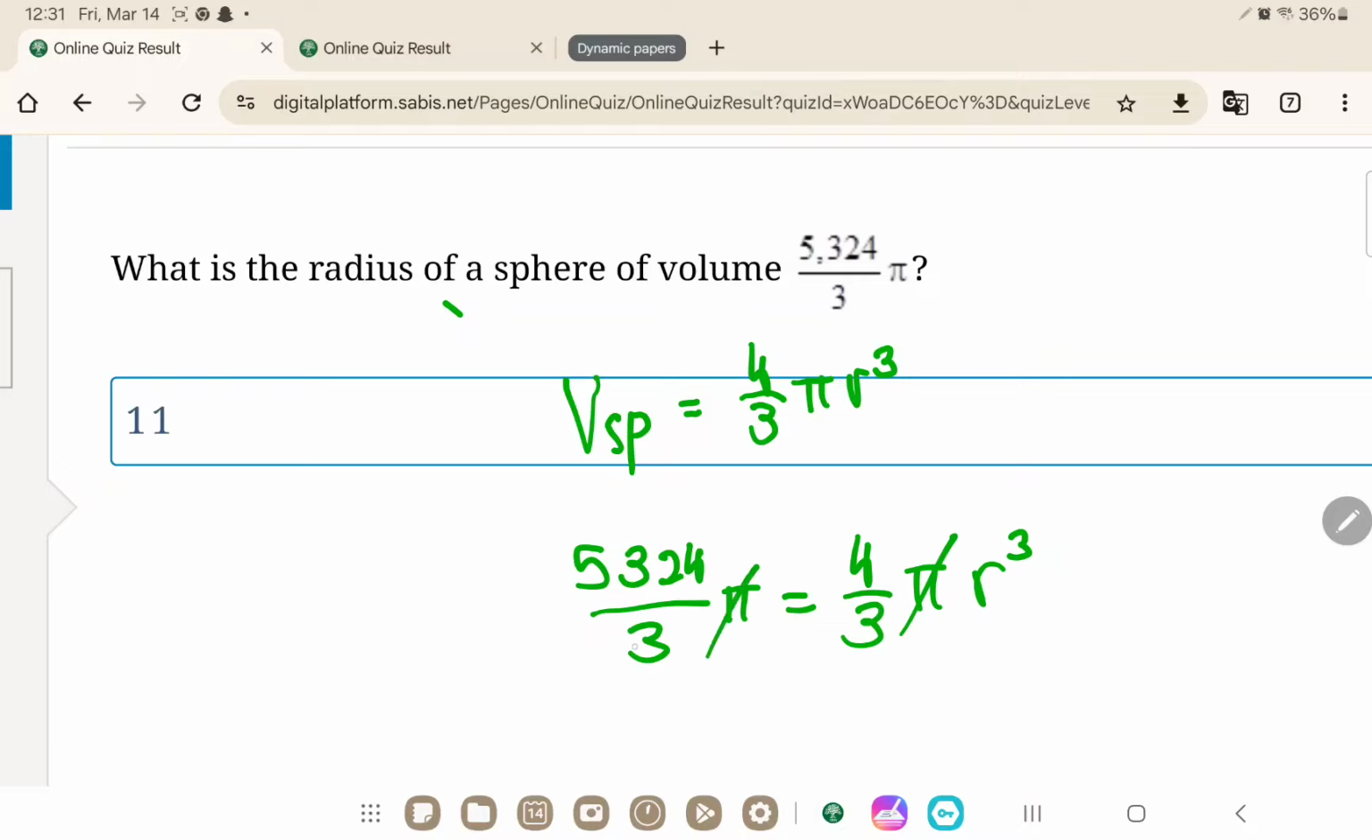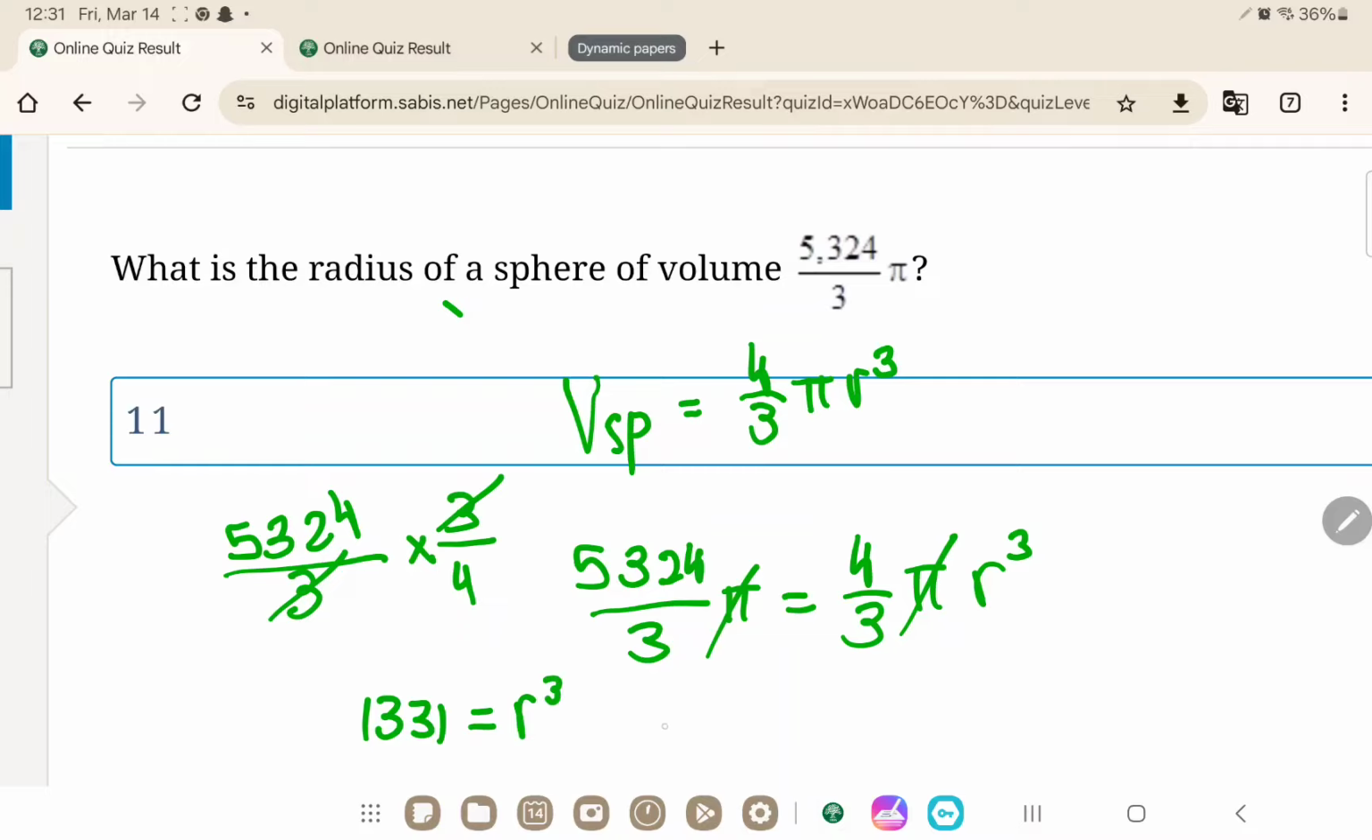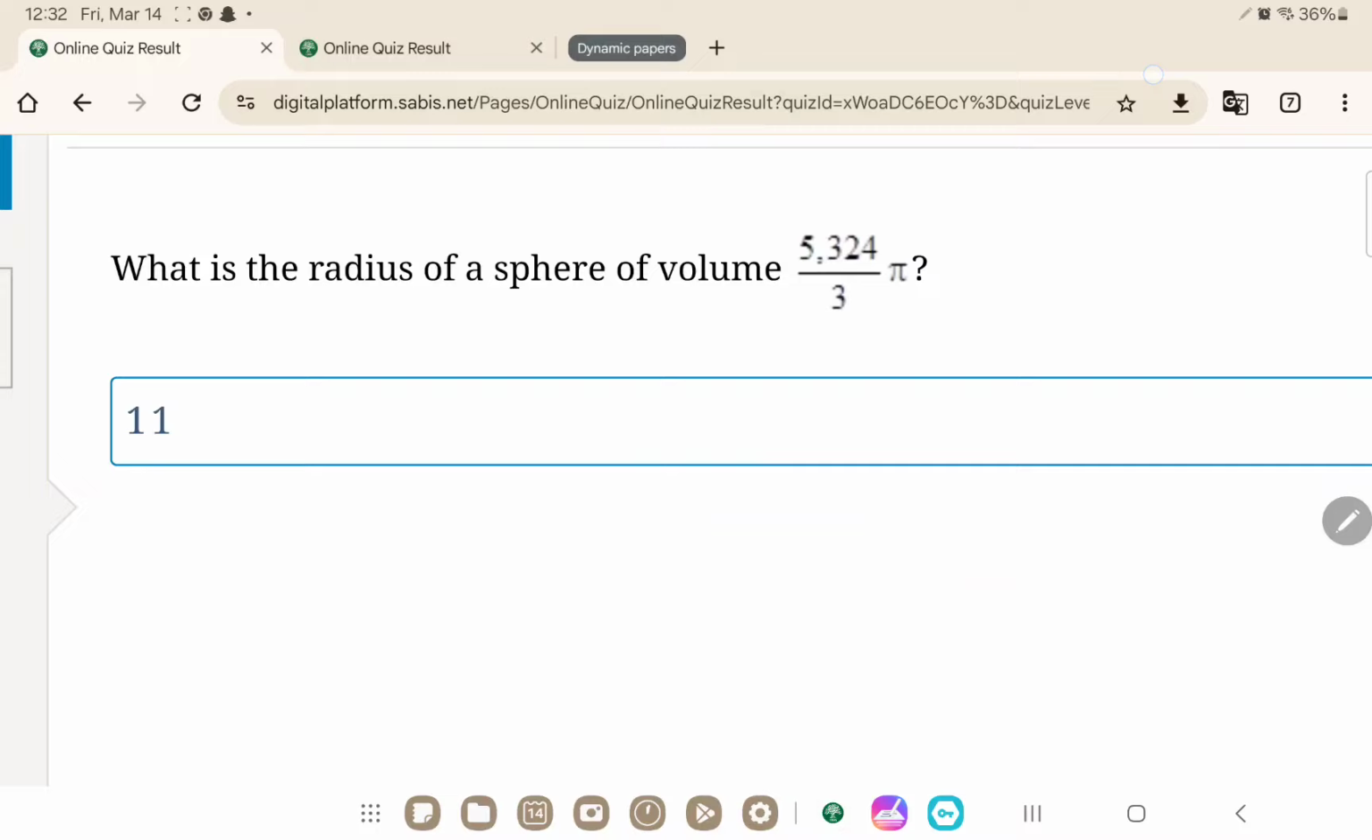Pi goes with pi. Then you're going to multiply 5,324 over 3 times 3 over 4, because when you move it to the other side, it flips. So 3 goes with 3, then 5,324 divided by 4 is 1331. So 1331 equals r cubed. You could do it on your calculator. R will equal 11. And that is it. Moving on.